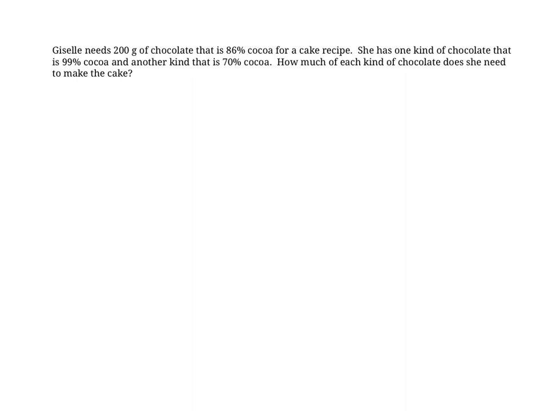So I'm going to start by identifying the variables that we're going to be using in this problem. And what I see in the question is that there are two types of chocolate. We have a 99% cocoa, and we also have a 70% cocoa. What I don't know, however, is how much of each of those types of cocoa I need to blend together to make this cake recipe. So those are going to contribute to my variables.